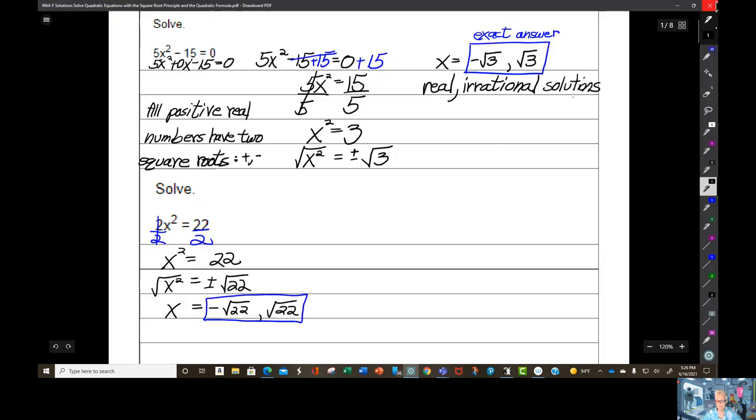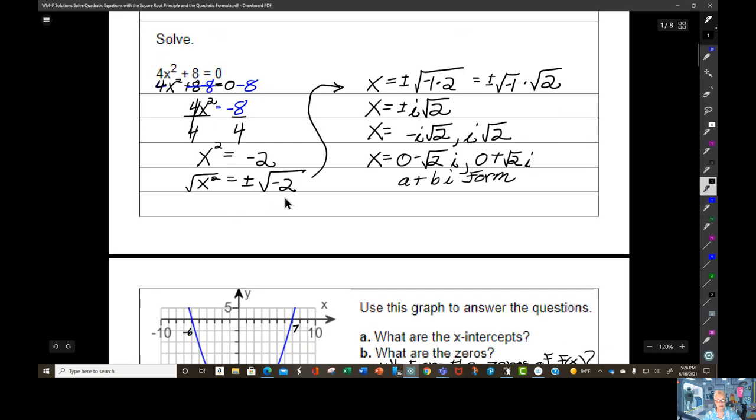Okay. Here we have 0 minus the square root of 2i and 0 plus the square root of 2i. These are called complex conjugate solutions of this equation. Complex because they're complex numbers. Conjugates because they're conjugates. Complex conjugate solutions.